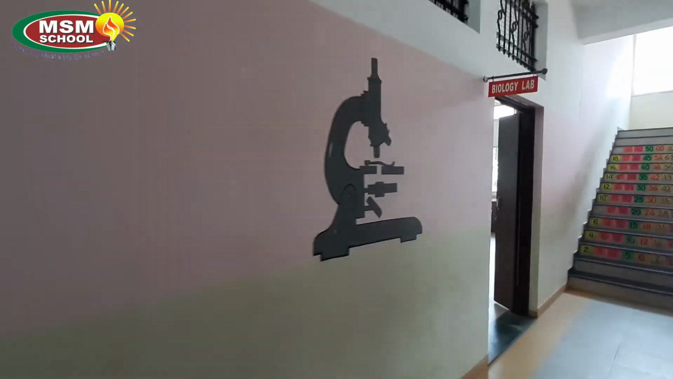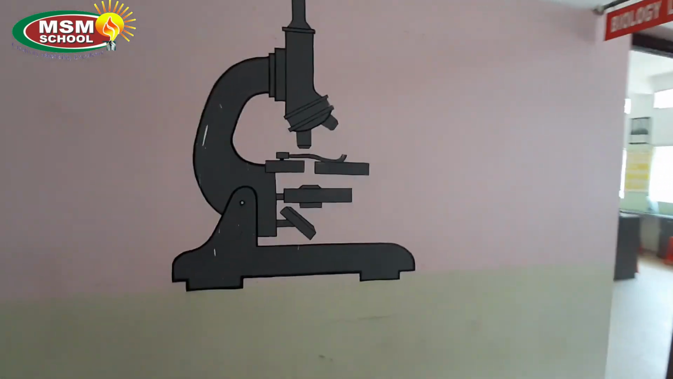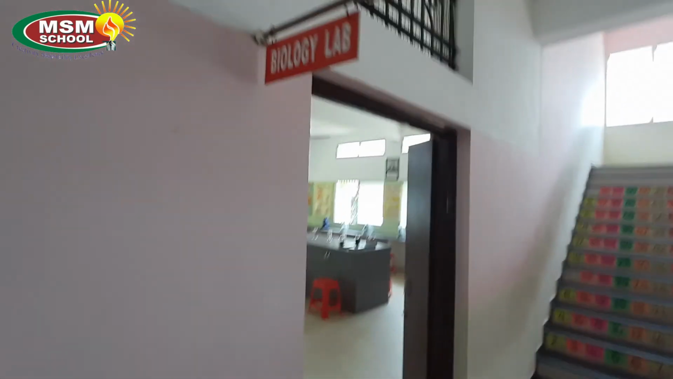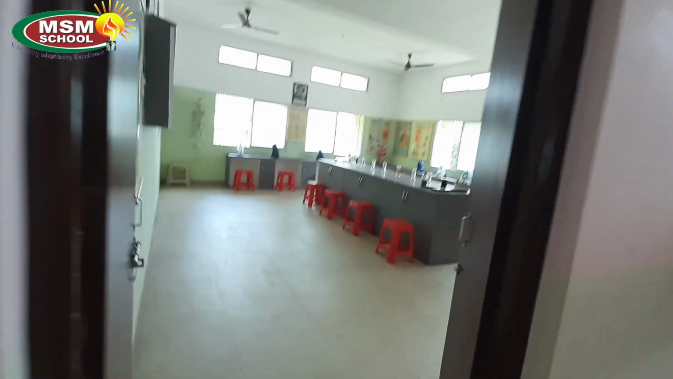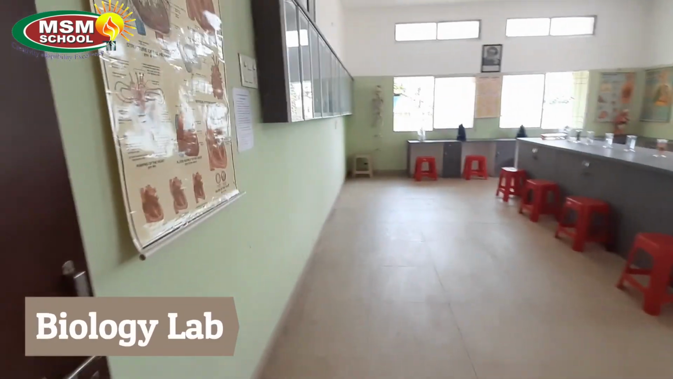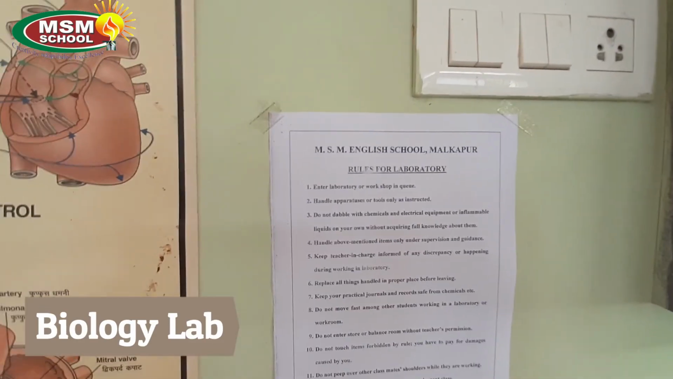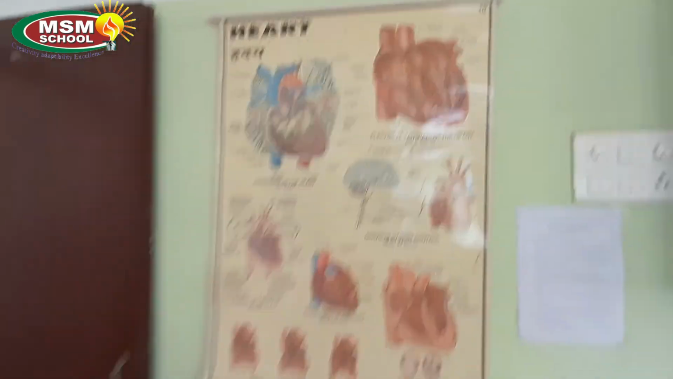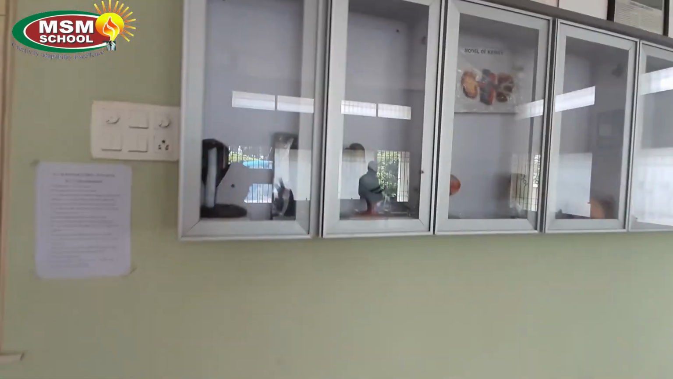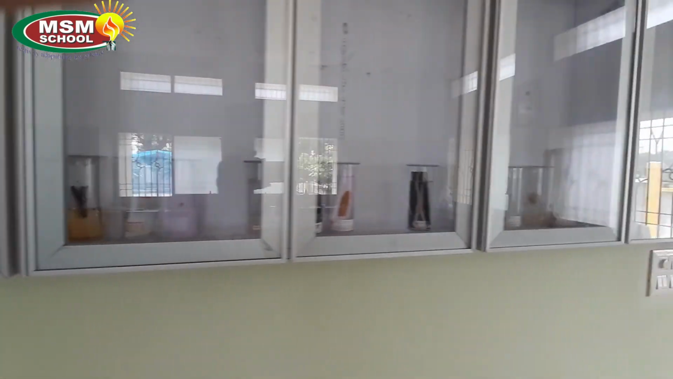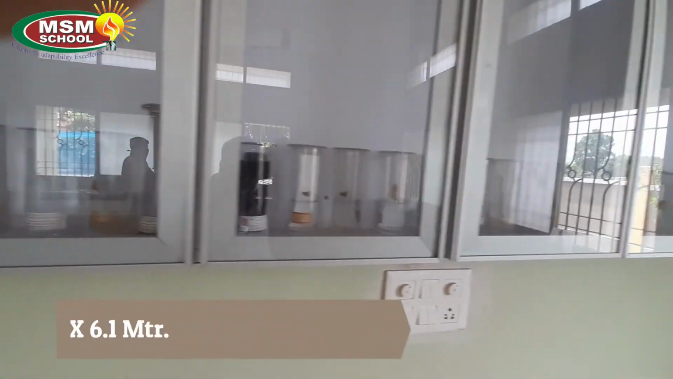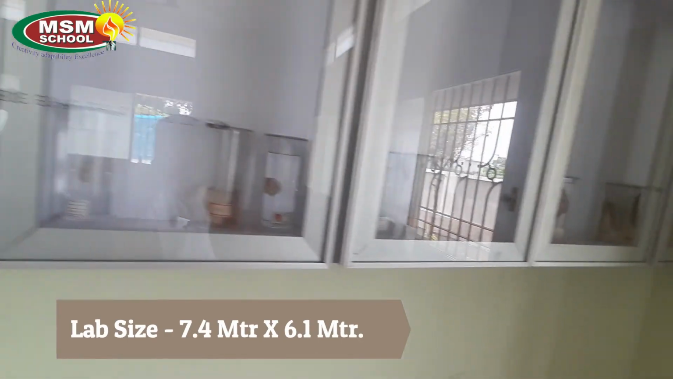As you can see, the microscope picture itself is the visual cue that this is the biology lab. The board is there in place. Entering the biology lab, again the rules of the laboratory are clearly mentioned. Charts are there in place. We have these models. The models are placed in small glass cupboards so that the children can see them from outside without touching them.